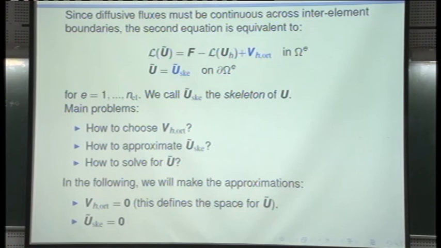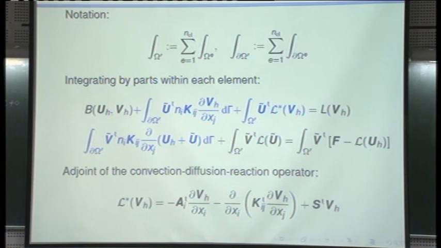Okay. So now come the different methods. First of all, it can be shown that for the continuous solution to be well posed, the diffusive fluxes must be continuous across inter-element boundaries. What does it mean? This you see is the diffusive flux of the continuous solution, because this is u h plus u tilde. So this is u. Okay? This is u. And this is the diffusive flux. And you see, that is integrated over all the element boundaries.